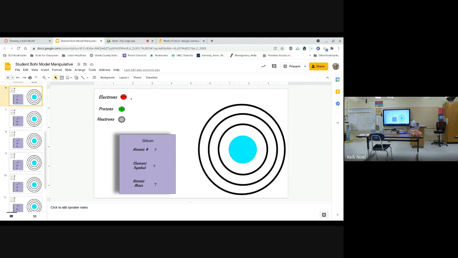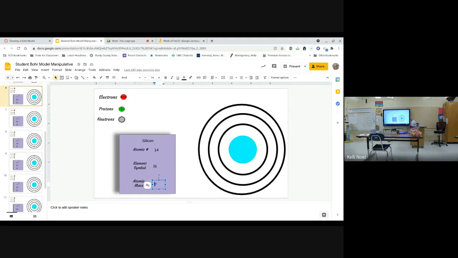All right, number 6 is silicon. So silicon is going to be on the right-hand side of the periodic table. It's going to be close to 14, aluminum. Did you find it? 14. And then it's Si. And I don't know how to do this one. I think it's 28 for the atomic mass. Very good, 28.